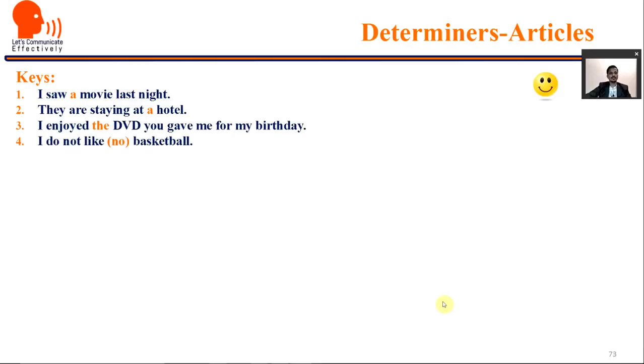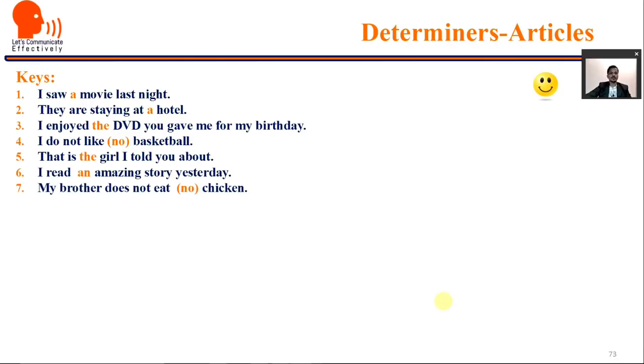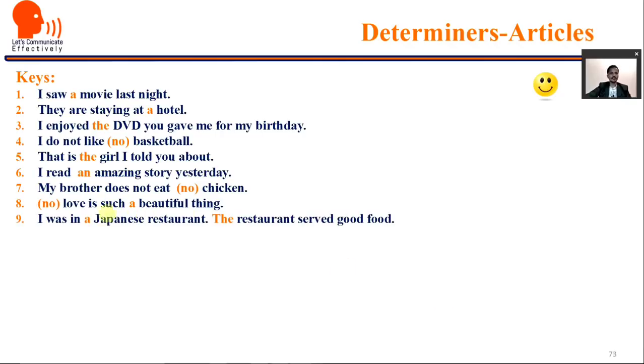I do not like basketball. No article because it is the name of a game. That is the girl I told you about. You are referring specifically. I read an amazing story yesterday. My brother does not eat chicken. Love is such a beautiful thing. No article before love because it is an abstract noun. I was in a Japanese restaurant. The restaurant served good food.